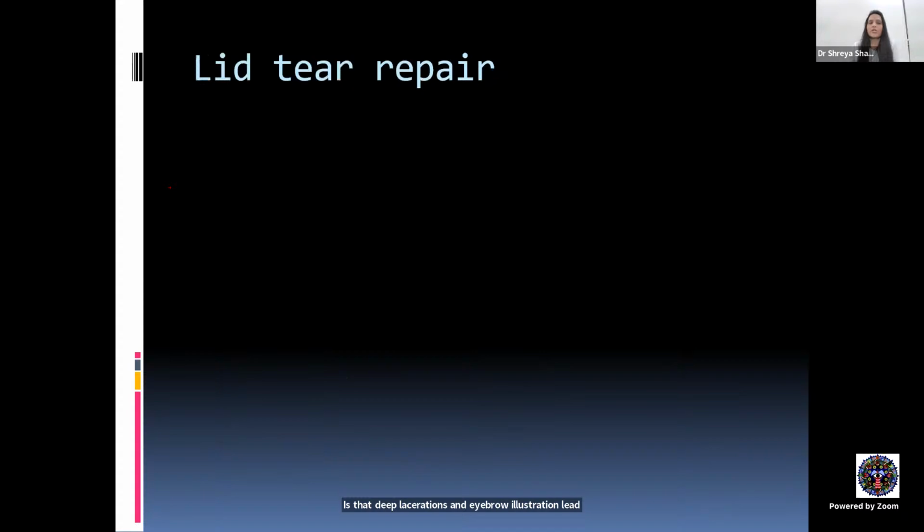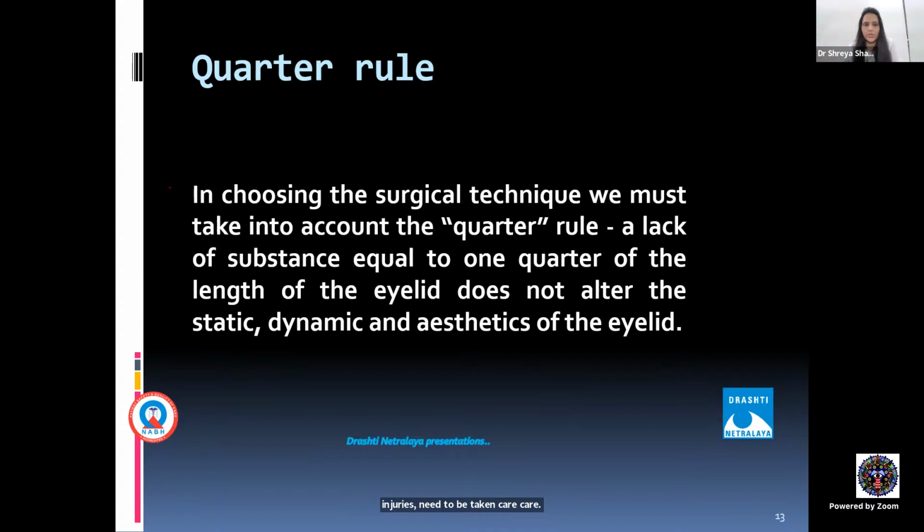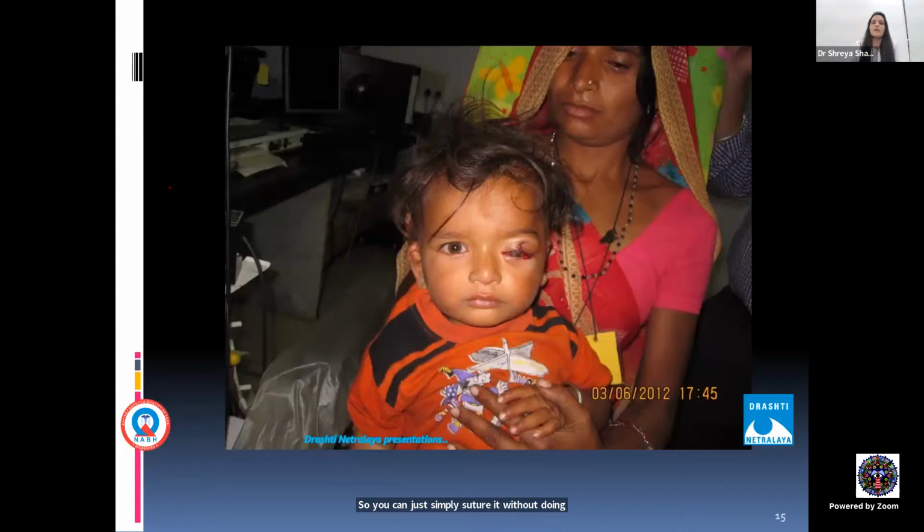Whenever there is a lid tear repair, you need to apply the quarter rule. In choosing the surgical technique, the quarter rule says that a lack of substance equal to or less than one quarter of the length of the eyelid does not alter the static, dynamic, or aesthetic function of the eyelid. So you can simply suture it without doing anything else. So this is a simple suture.